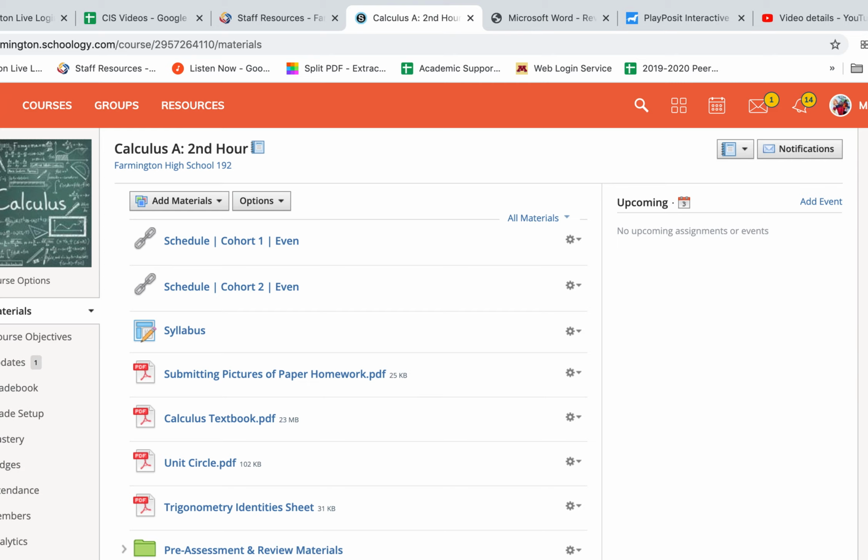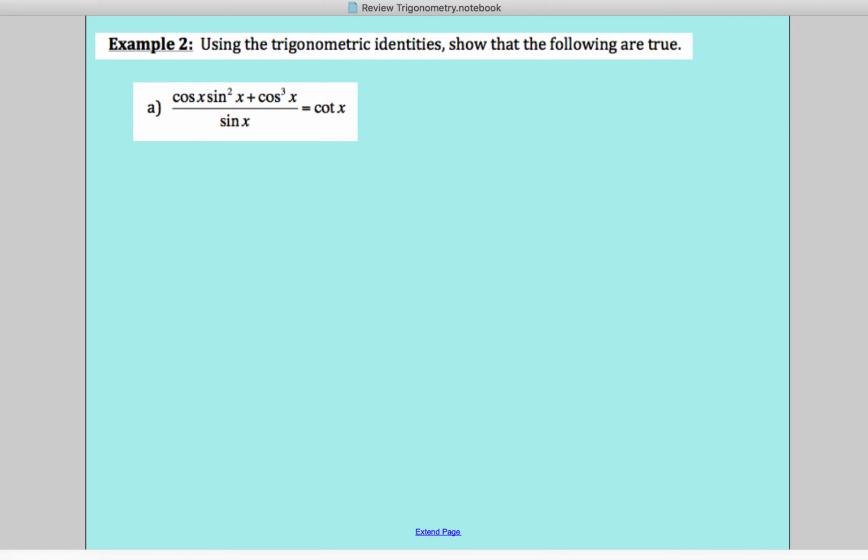Example 2. I'm going to go ahead and it says use the trig identity, show that the following are true. These are our trig proofs.